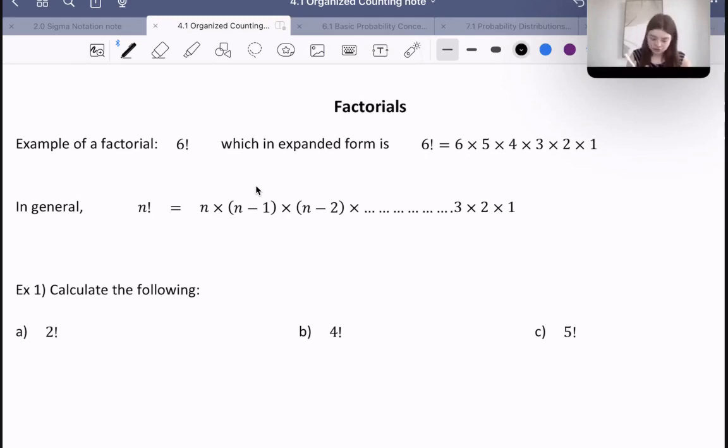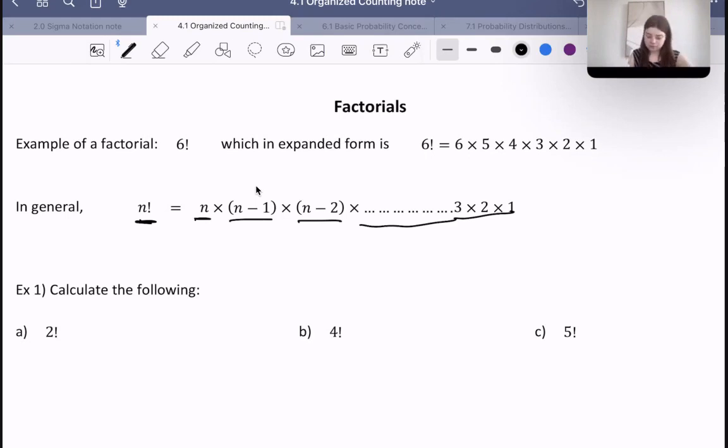So in general, n factorial is equal to n times 1 less than n, which is n minus 1, times 2 less than n, which is n minus 2, etc. However many terms there are in the situation, all the way until it's going to end with 3 times 2 times 1. So let's calculate the following.